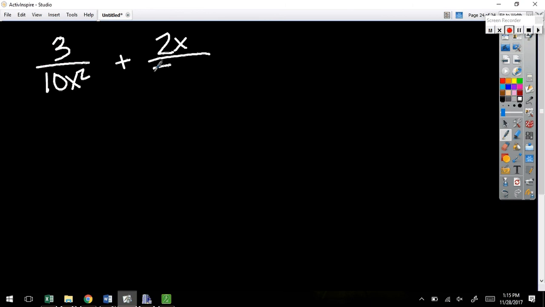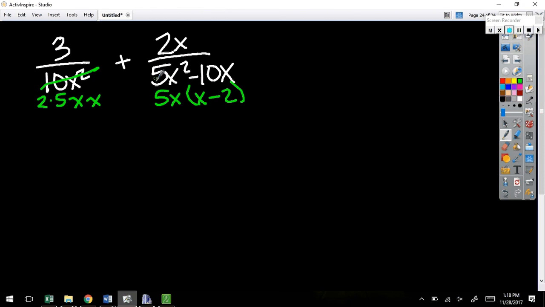Remember, your first step is to factor completely everywhere, and factoring completely includes prime factorization. So look at the first denominator. Let me write the question down. Prime factorization here is what? 2 times x and x. Here, we can take a 5x out, and we're left with x minus 2.